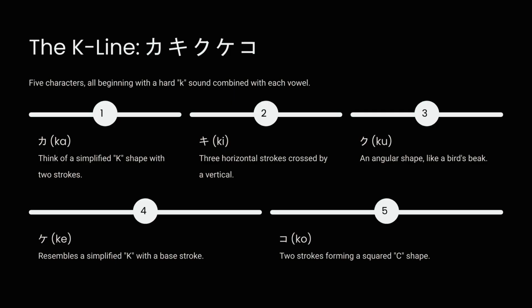Next is the K-line: ka, ki, ku, ke, and ko. These 5 characters combine a hard K sound with each vowel. Ka is a simplified K shape with 2 strokes. Ki has 3 horizontal strokes crossed by a vertical. Ku is an angular shape like a bird's beak. Ke resembles a simplified K with a base stroke, and ko is 2 strokes forming a squared C shape.